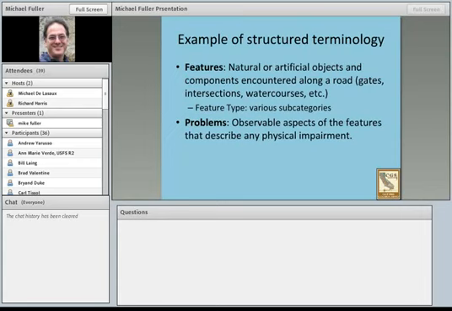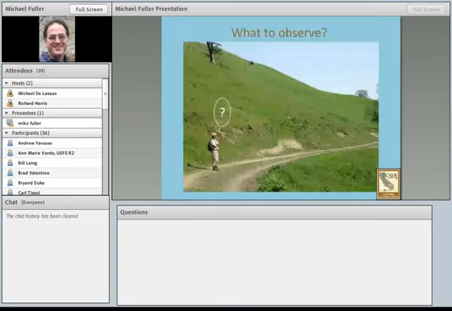Here's an example of structured terminology. Two categories that might be used in a condition assessment approach are features and their problems. The features category can have subcategories called feature type.